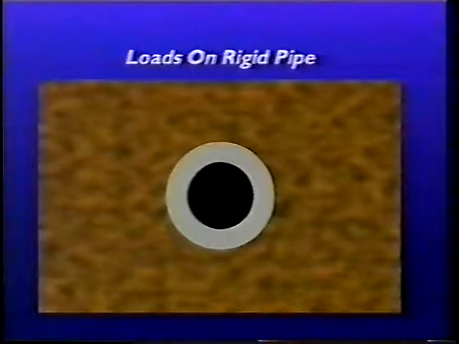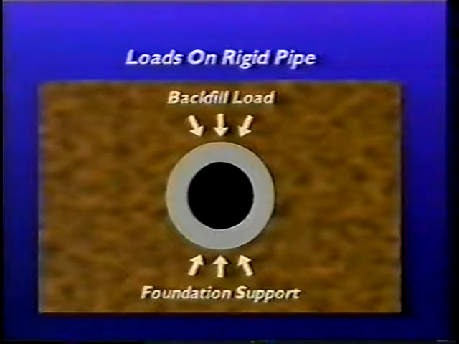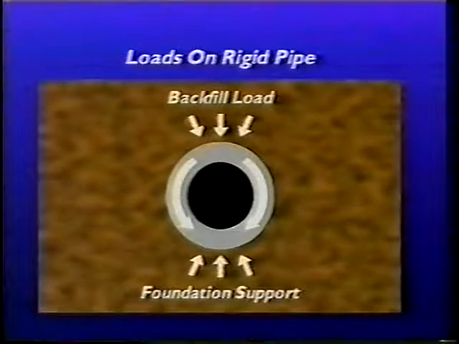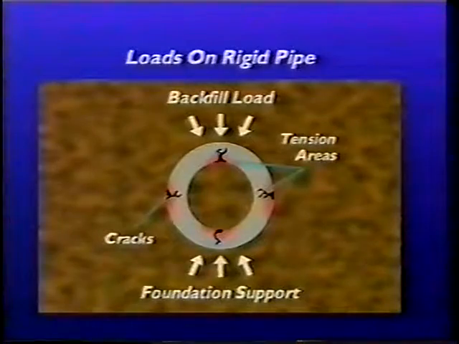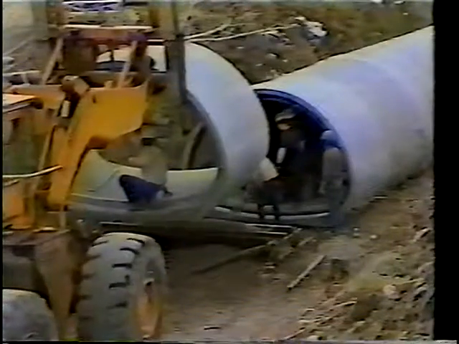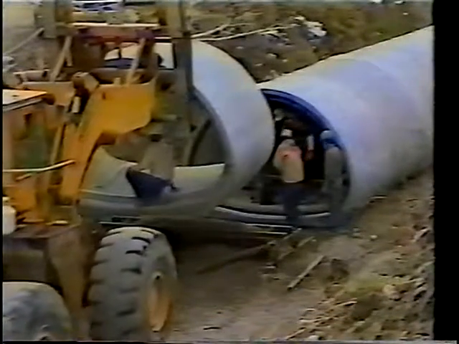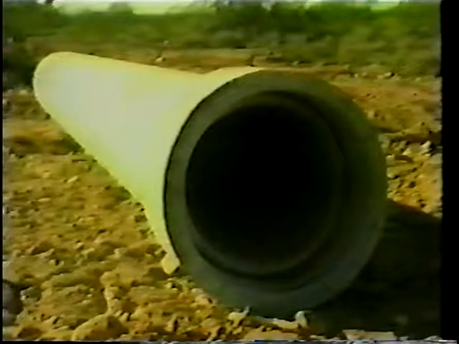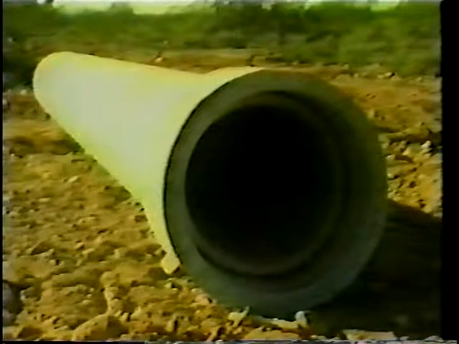Rigid pipe do not deform significantly. They carry loads primarily through their inherent strength. When a rigid pipe is overloaded, it cracks. Various forms of concrete pipe, clay, and asbestos cement pipe are considered to be rigid pipe.